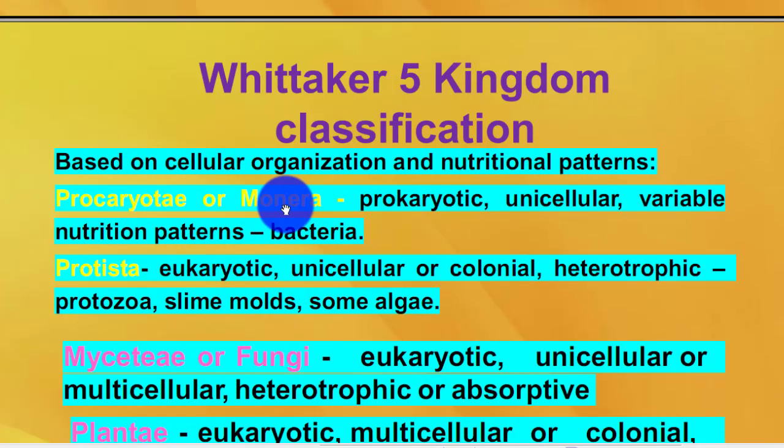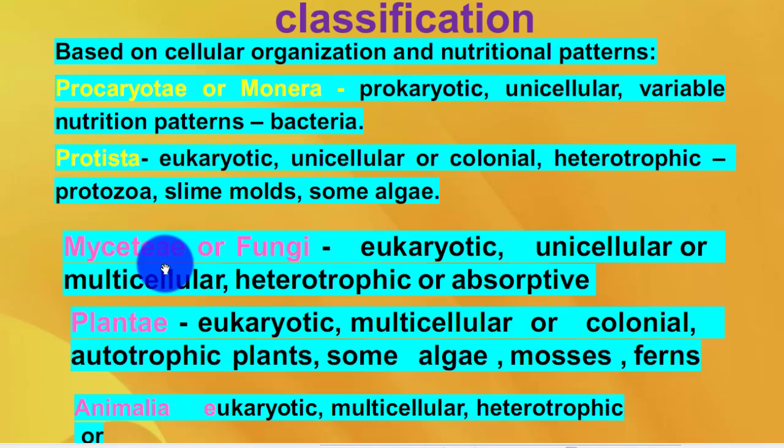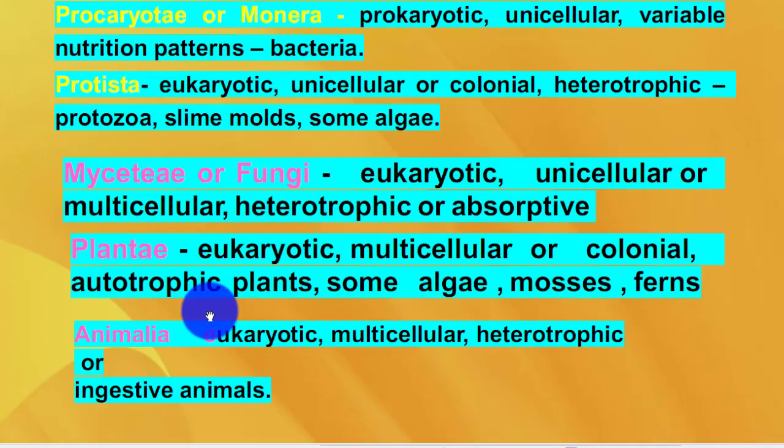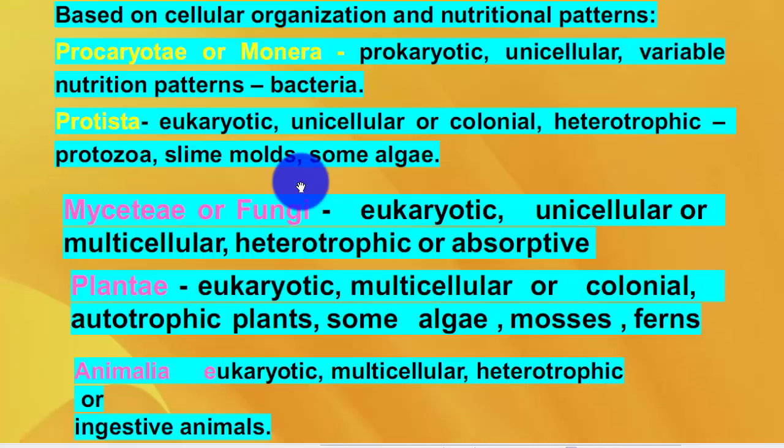Kingdom classification is based on cellular organization and nutritional pattern: Prokaryote, Protista, Mycetae or fungi, Plantae, Animalia. Animalia: eukaryote, multicellular, heterotrophic or ingestive animals. Plantae: plants, also algae, mosses, ferns. Mycetae: eukaryote, unicellular or multicellular, heterotrophic or absorptive. Protista: eukaryote, unicellular, colonial, heterotrophic, protozoa, slime molds, some algae. Prokaryote or Monera: prokaryote, unicellular, variable nutrition pattern, bacteria.